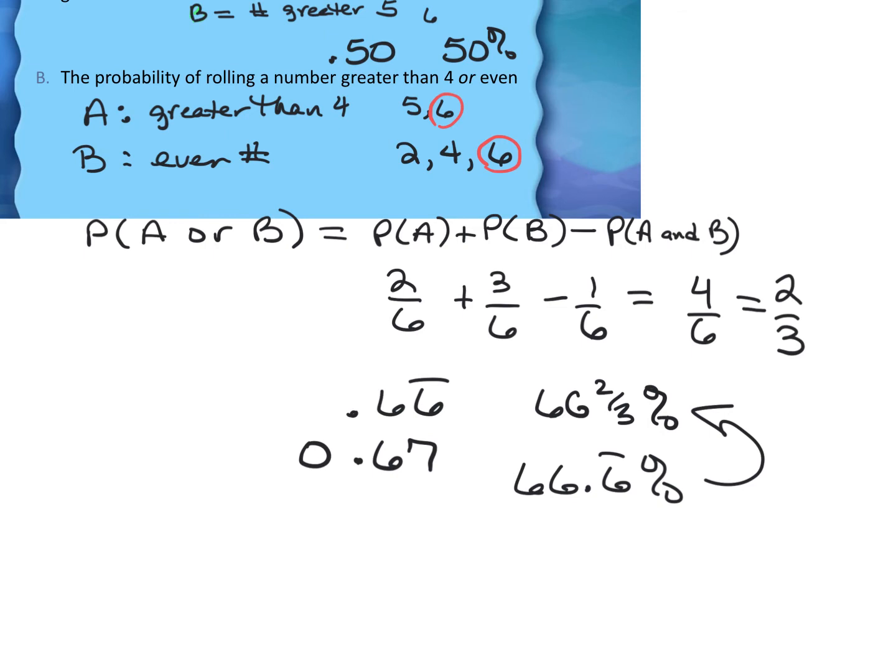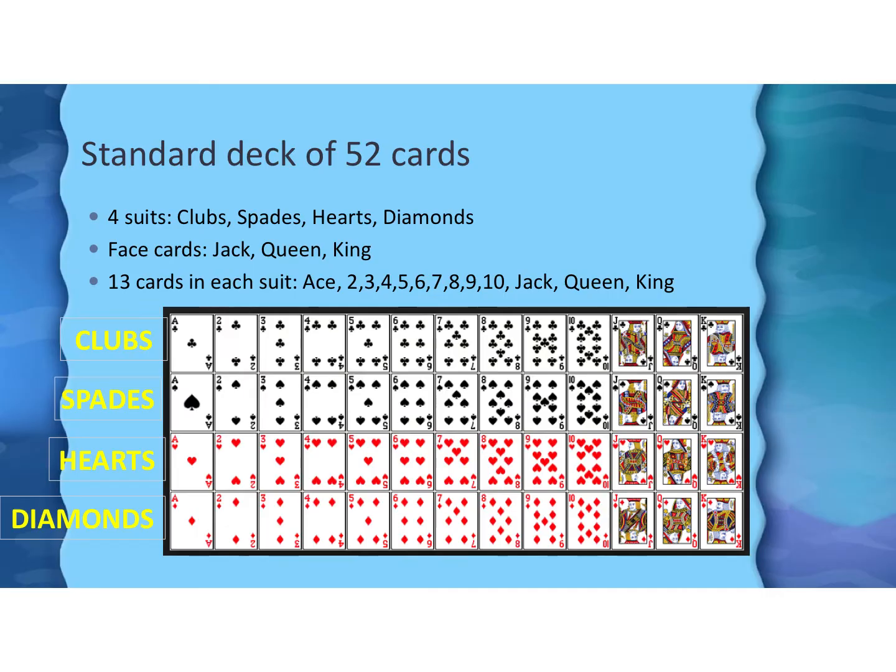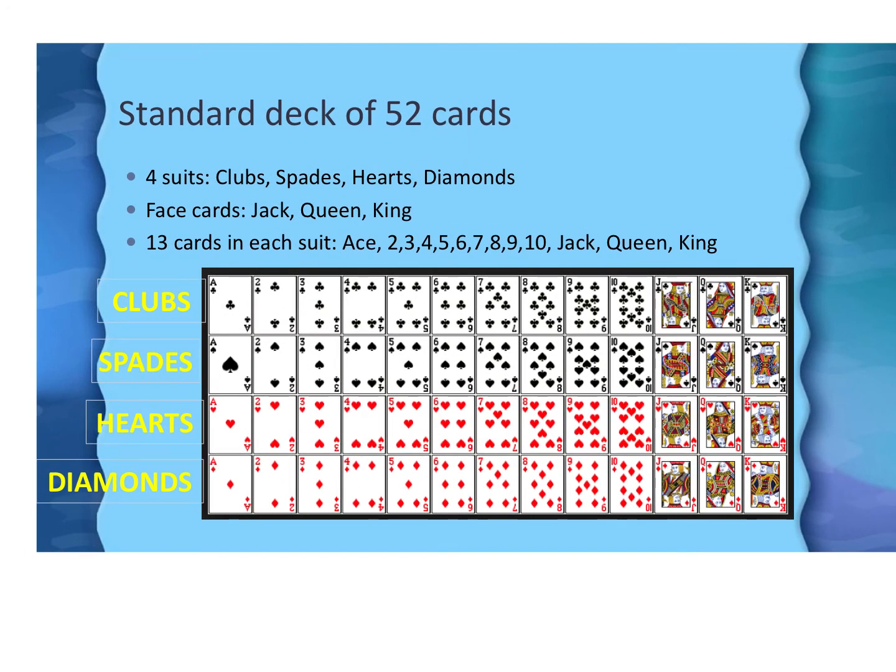Now, I know we already did probability questions with a deck of cards, but here is an explanation of what a deck of cards looks like. There are 4 suits: clubs, spades, hearts, and diamonds. The face cards are the jack, queen, and king. And then there's 13 other cards, and all of these are in each suit. So there's an ace, 2, 3, 4, 5, 6, 7, 8, 9, 10, and then again the jack, queen, king.